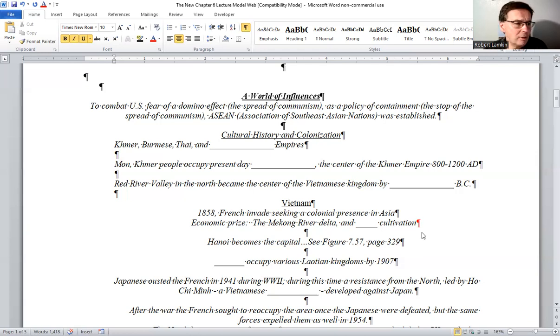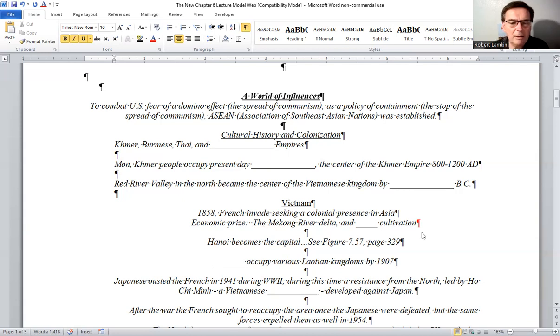Cultural history and colonization. Well, you have the Khmer people, the Burmese, the Thai, and the Vietnamese empires. Subsets of that, you have the Mon and the Khmer people who occupy present-day Cambodia. That was the center of the Khmer Empire between 800 AD and 1200 AD. Then the Red River Valley in the north became the center of the Vietnamese kingdom by the 1st century BC.